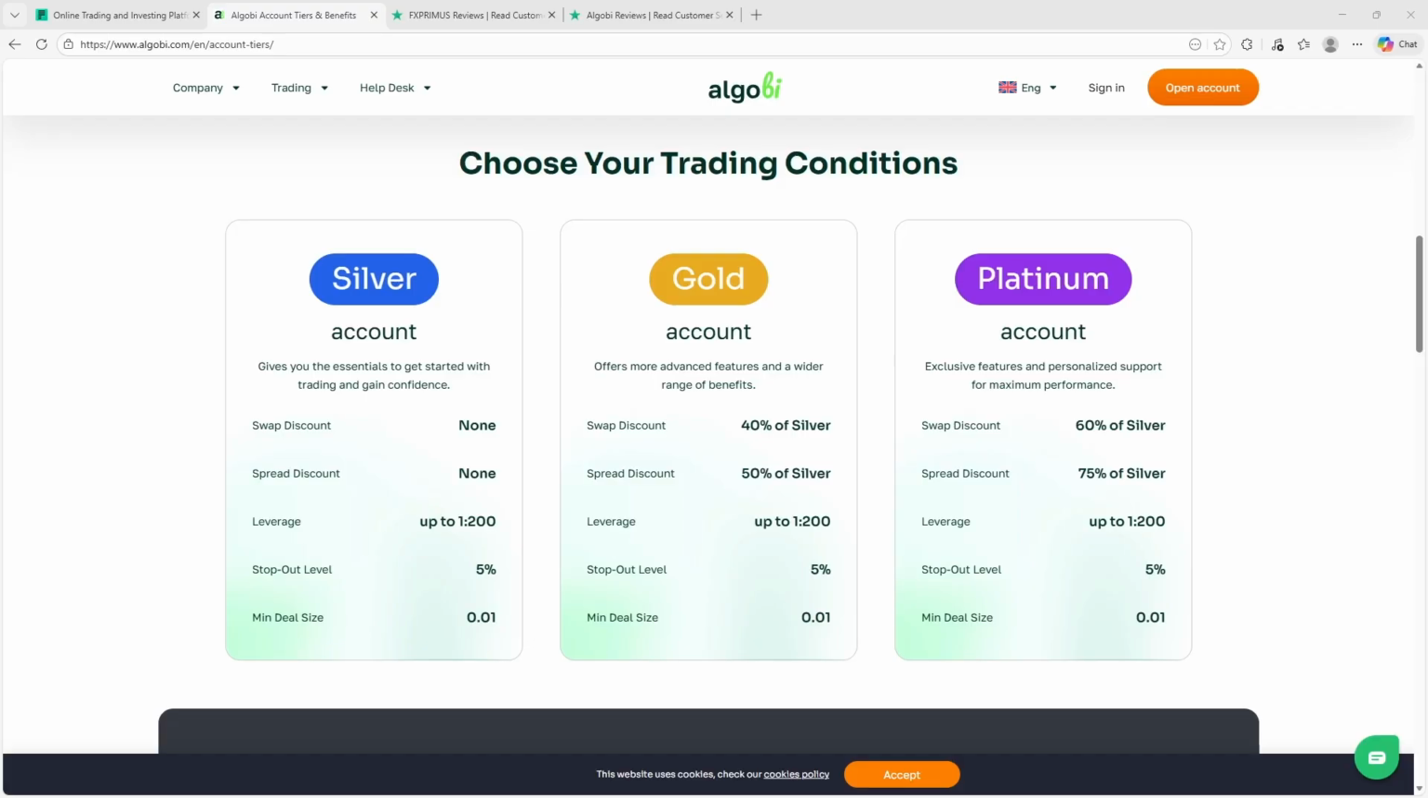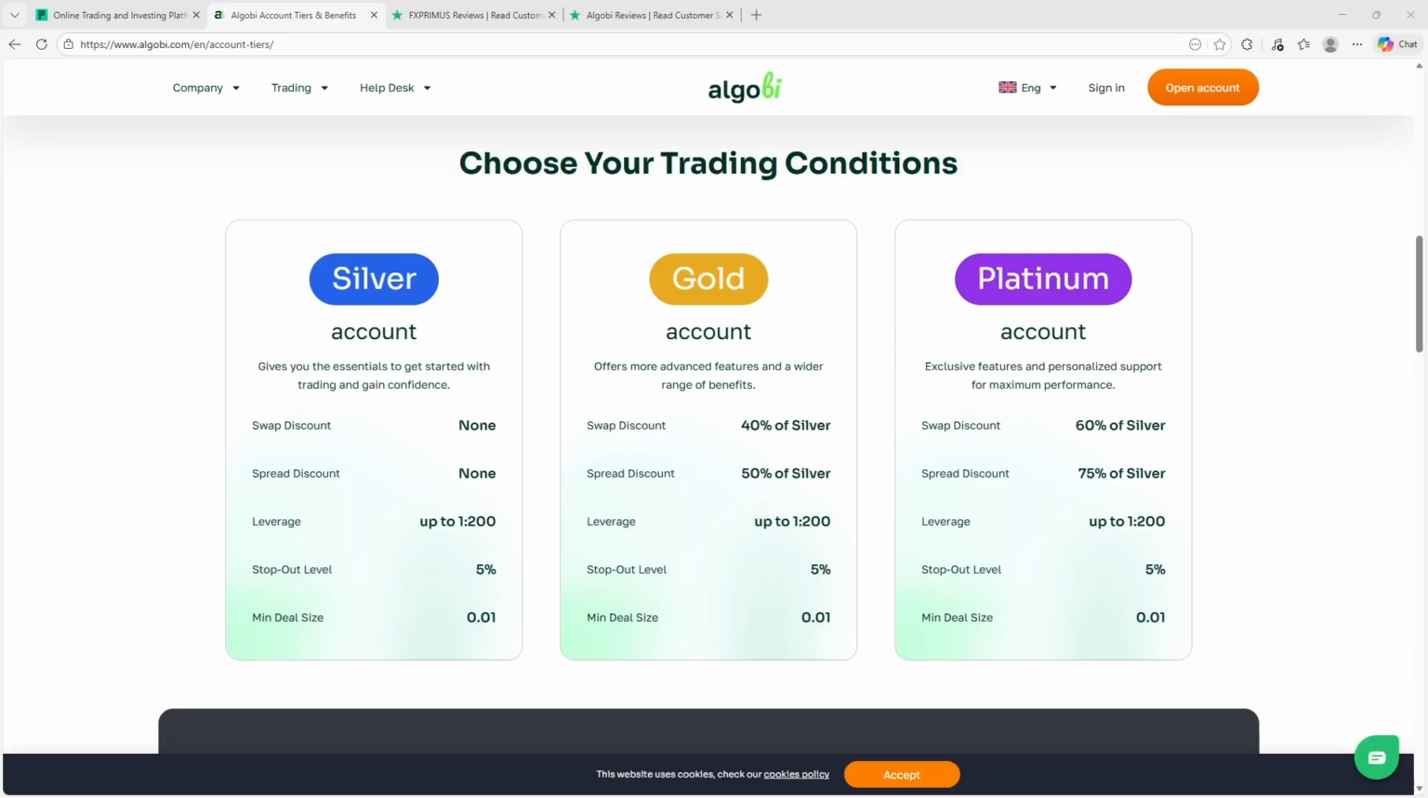As traders move into the gold tier, Algobi introduces tangible cost reductions. Swap charges are discounted relative to silver, spreads are reduced by roughly half compared to the base tier, and leverage remains consistent. This structure rewards commitment rather than volume alone, making it appealing for traders who want cost improvements without switching account models entirely.